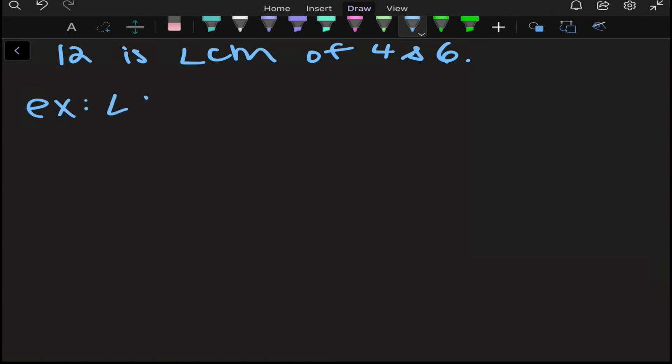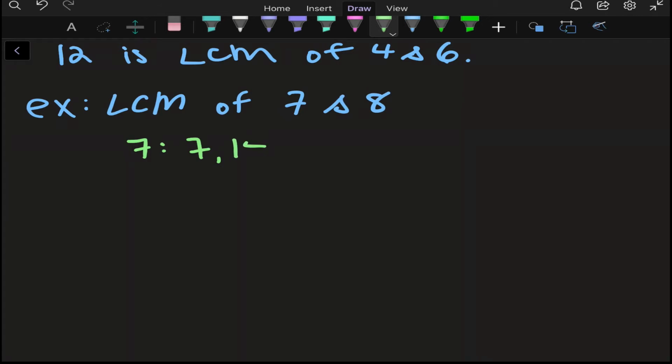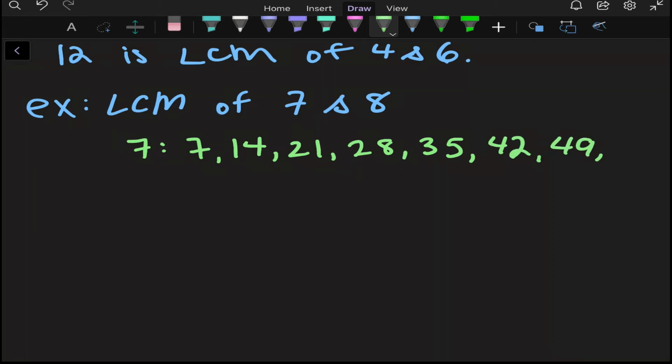Another example would be to find the lowest common multiple of 7 and 8. Again, we're going to start off by listing the multiples of 7 and the multiples of 8. The multiples of 7: 7 times 2 is 14, 7 times 3 is 21, 7 times 4 is 28, 7 times 5 is 35, 7 times 6 is 42, 49, 56, and infinity.